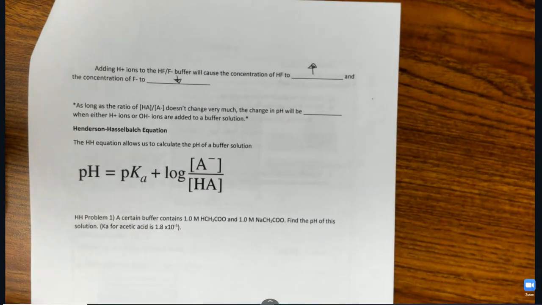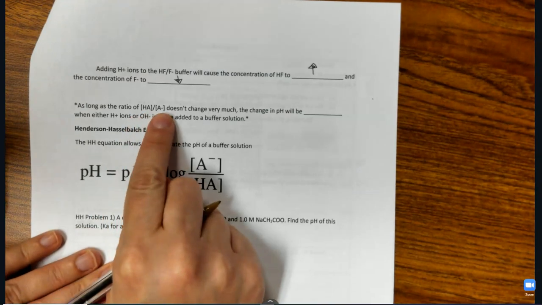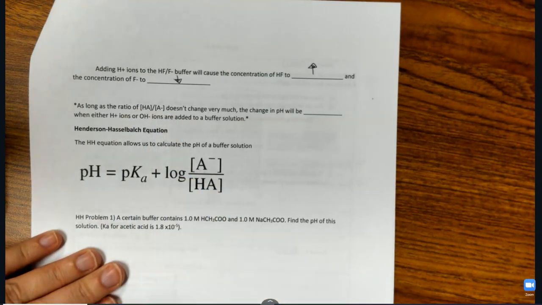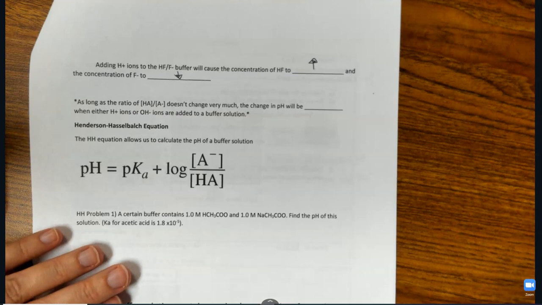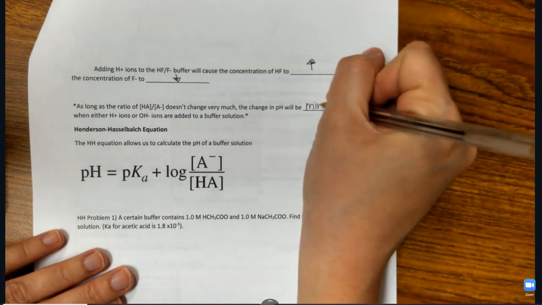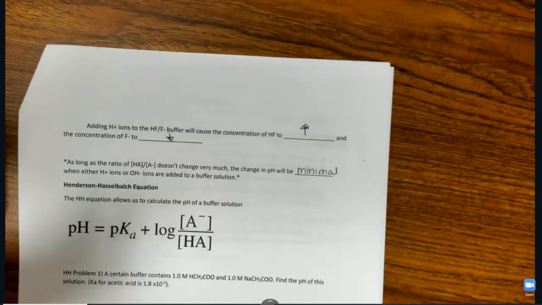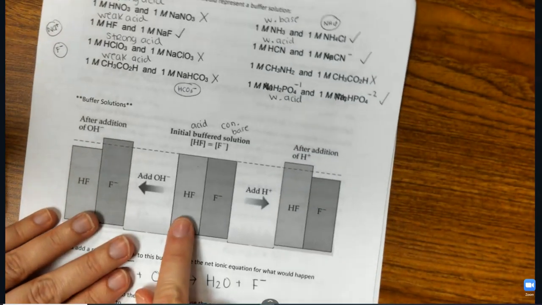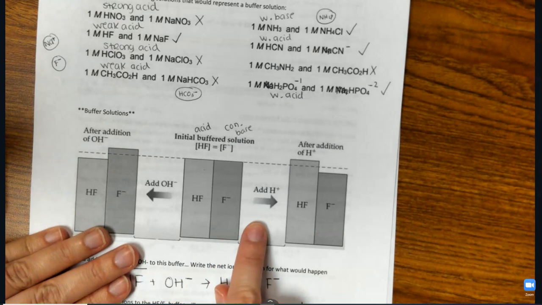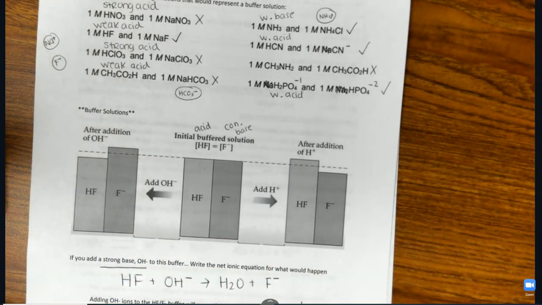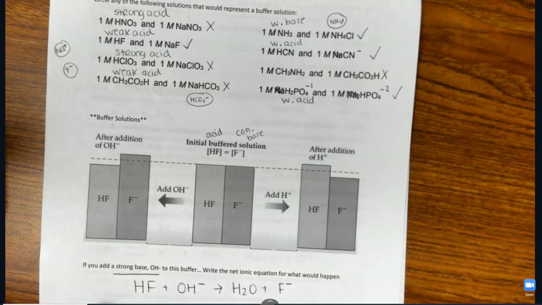Now, as long as that ratio of acid to conjugate base doesn't change very much, the pH change will really be minimal when you add something to a buffer solution. And that's how buffers work. You can add a little bit of acid and a little bit of base, and the buffer will be able to neutralize it, and the pH will not change. If you add in a ton of acid or a ton of base, then the buffer can't work anymore.